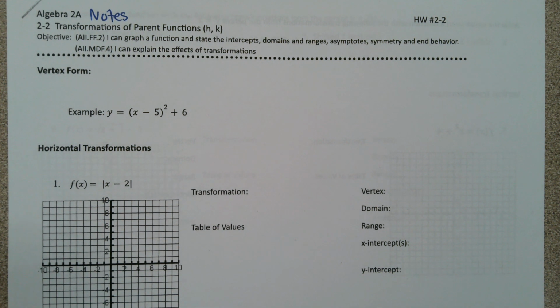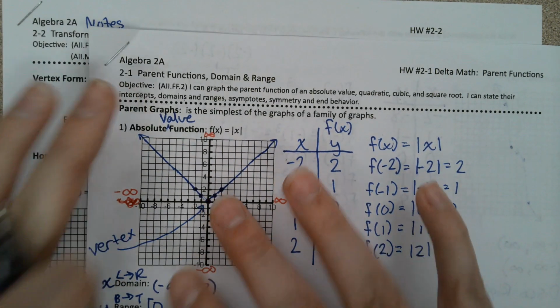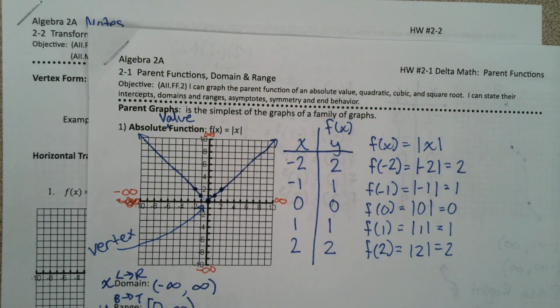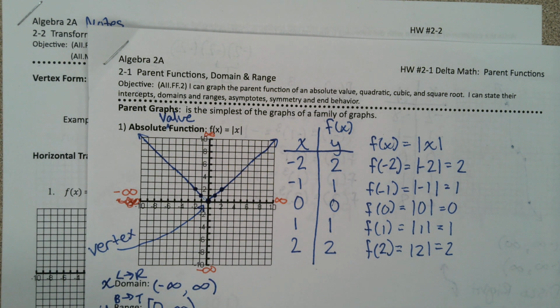The point of these notes is for you to be able to understand the different transformations and to know which one you have based on your equation. Also, you're going to want to have the 2-1 parent functions notes at least close by while I'm doing this, or at the very least I'll be showing you with mine. There's a lot of overlap between these two notes, and I'm going to be going back and forth between the two.